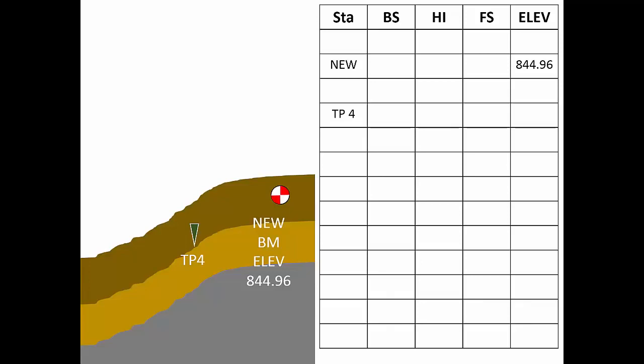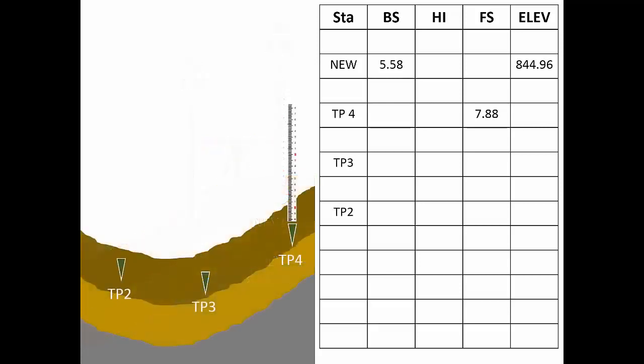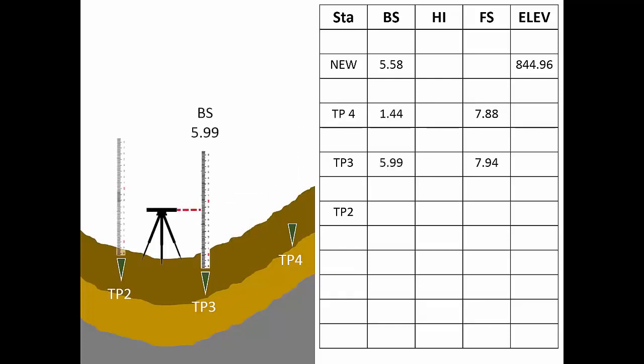On our reverse run, we'll simply record backsights and foresights, saving the computations for later. With the instrument in a new location, we'll take a backsight on the new benchmark, recording it in the appropriate row in the backsight column. Then, going back to turning point 4, we'll take a foresight reading there. Without computing the HI or elevation, we'll move forward. Notice that just as before, our field note entries alternate back and forth as you move down the page.